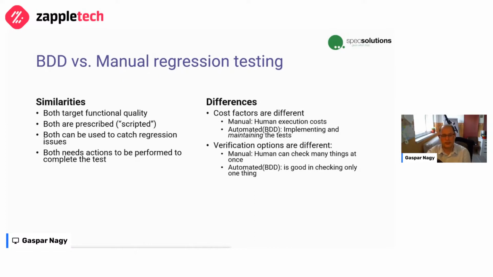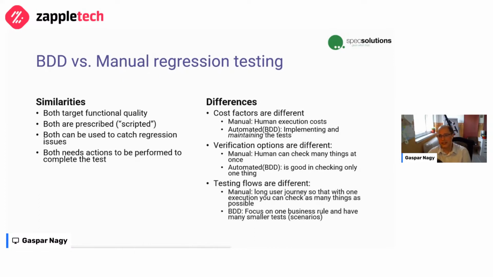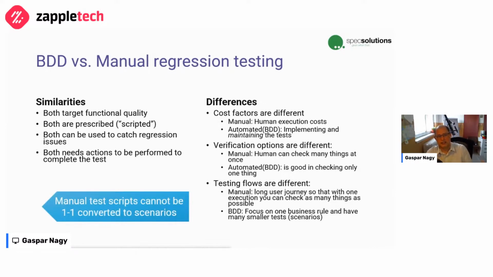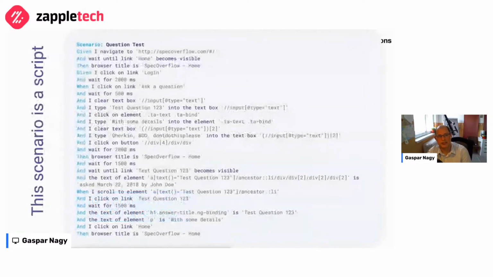Basically, as a consequence of these two key differences, the testing flow will be different. For manual tests, typically you need to have a longer user journey that the manual tester can go through and check many things. While for automated BDD scenarios, or BDD automated testing in general, it might make sense to have multiple smaller focused tests that are only checking a particular business rule, and have many of them. So because of these differences, transcribing a manual test into a scenario is typically not a good idea. And this is how my example scenario was actually born.